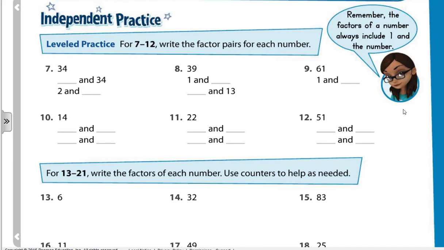In the first part, for questions 7 to 12, write the factor pairs for each number. So, for example, in question number 7, we have 34, and we need what number is in the same pair with 34. Okay, so we should think what number we should multiply by 34 to get 34. And of course, all of us, we know that number. It's, of course, 1.